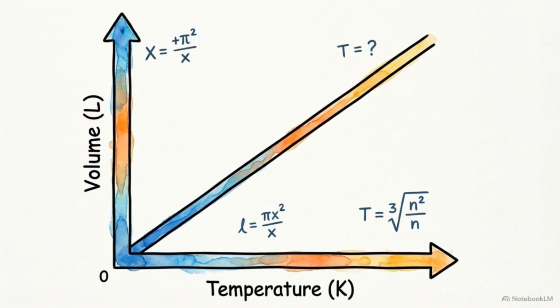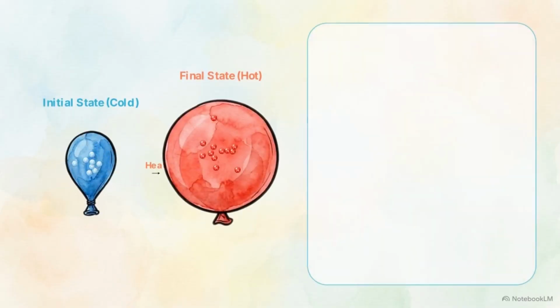Charles' law focuses on situations where the pressure stays the same, but the temperature and volume change. Here, the relationship is direct and proportional. Heating gas speeds up particles. To maintain constant pressure, the container expands.